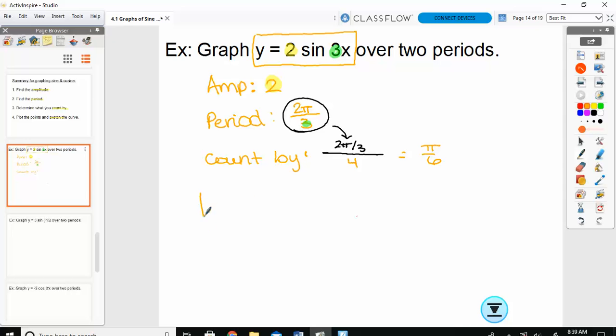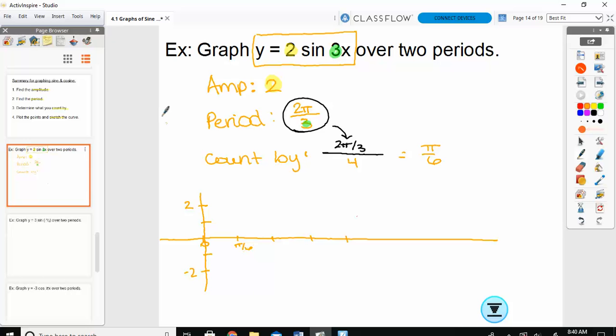This is actually everything I need to draw my graph. So my amplitude is 2. That means my high point is 2 and my low point would be -2. I start at 0 and then my count by is pi over 6. So the next point is pi over 6. All of these quadrants are equally spaced out. We should have a total of 5 points because we start and stop at the same point.